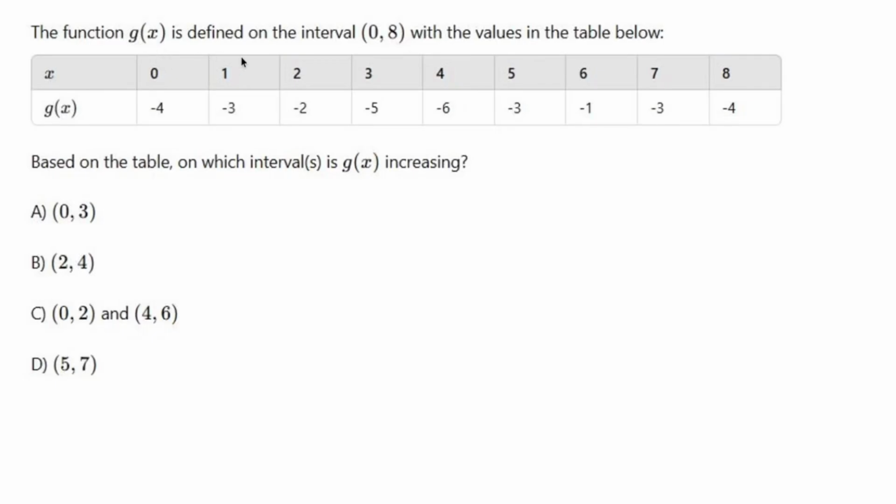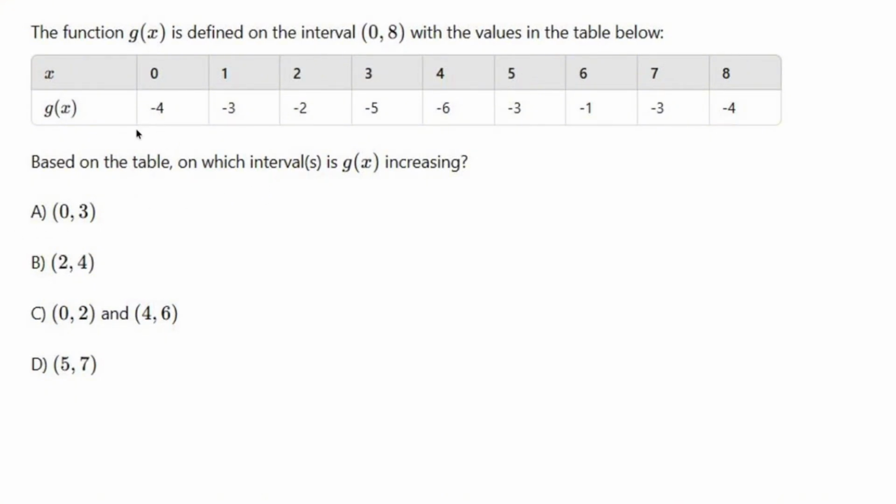A function g of x is defined on the interval 0 to 8 with the values in the table below. As you see, this goes up by 1 every time, and this seems to fluctuate just a teensy bit. Based on the table, on which intervals is g of x increasing? All right, well, let's find out what we're dealing with here.